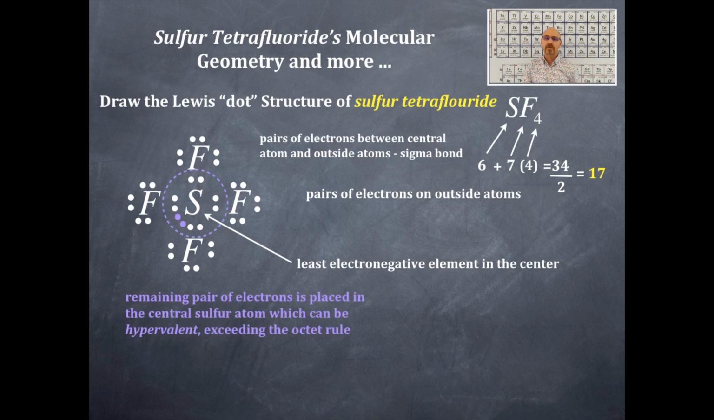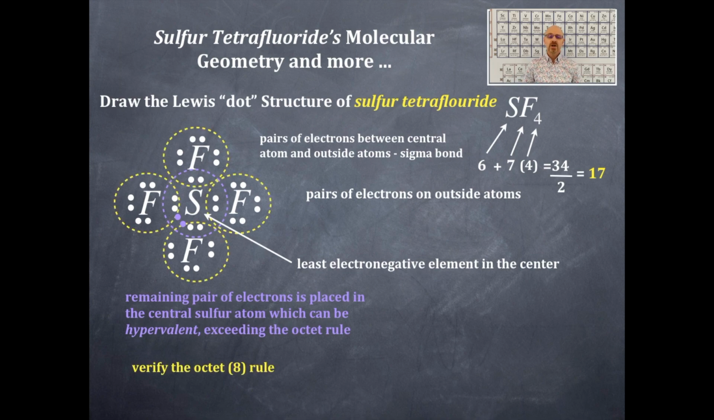Now I'm going to find sulfur on the periodic table and ask, is sulfur period 3, 4, 5, 6, or 7? Is it period 3 or greater? Can it exceed the octet rule and be hypervalent? The answer is yes. So it is actually okay to place that pair of electrons on the sulfur because it is now exceeding the octet rule. We need to check the octet rule for the fluorine because fluorine is period 2 and one of 4 elements which must obey the octet rule, and that is done like that.